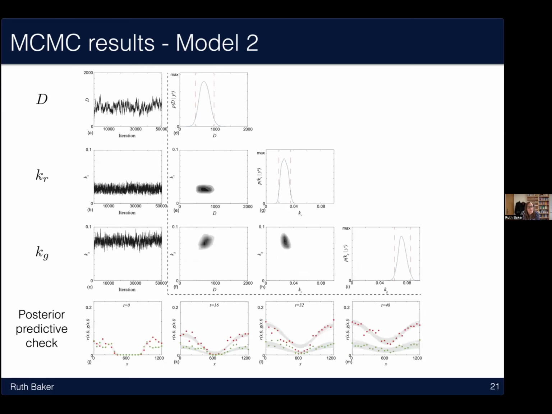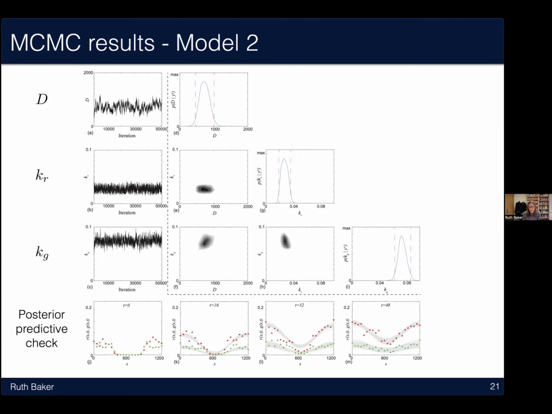On the other hand, if you look at model two, which just assumed that the cells have the same diffusion coefficient, whether they're in early or later stages of the cell cycle, you can see that things change. The chains for all three of the model parameters settle down very nicely and quickly. Everything converges nicely, and you get quite tight posterior distributions for each of your model parameters. So these are marginal posterior distributions.